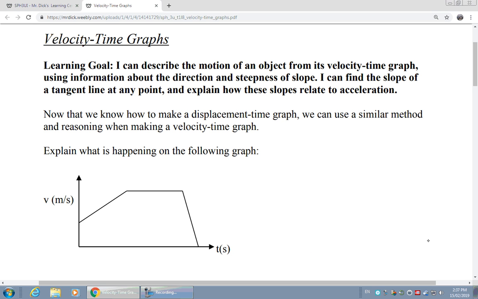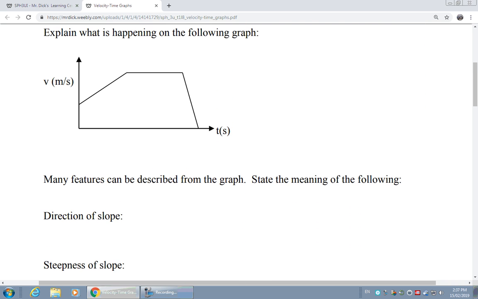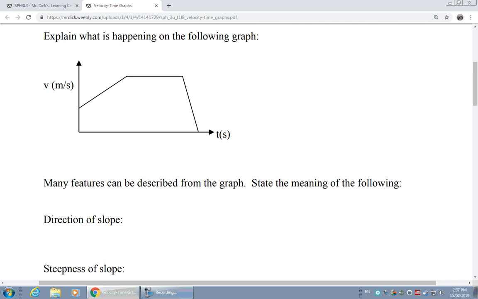Just like displacement, velocity is another variable that can change as time goes on. And just like we did with displacement, we can track that on something like a graph. So now we can talk about velocity versus time graphs, and we'll look at one specific example.